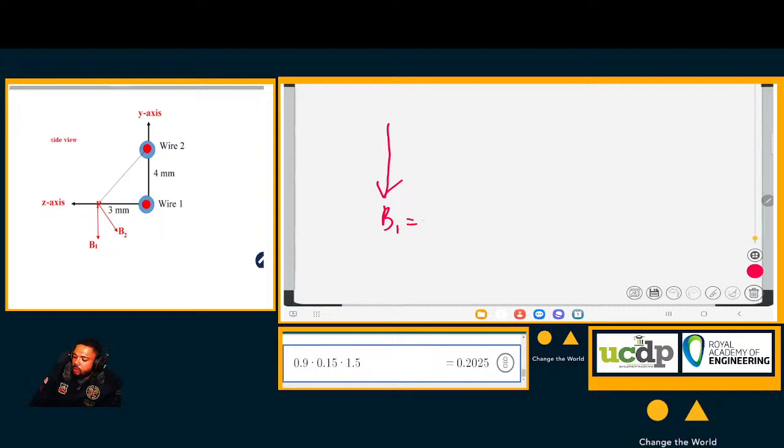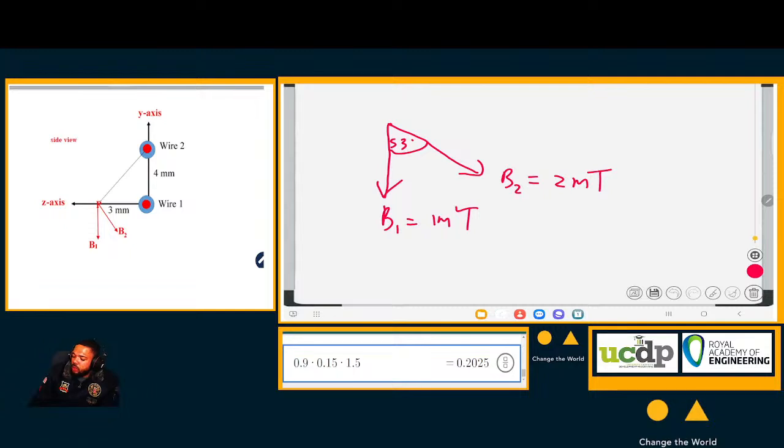So B1 is equal to 1 millitesla. B2, at an angle of 53, is equal to 2 millitesla. And that angle there is 53. Now, how do I get the net field? You can do the cross product, but I don't like that, so I'll just break it into components, which is easier, and I've been taught to do that.